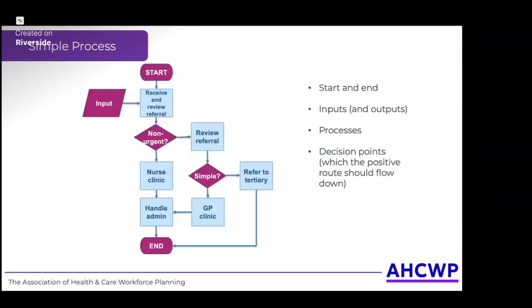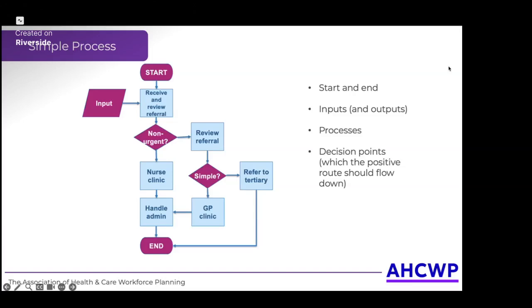But a process map typically considers a few things. When we're looking at a process, we tend to have a start and an end point. We tend to consider the inputs and the outputs. We need to consider the processes, and we consider these things called decision points. And a process step, an activity step, we often show as a blue square.